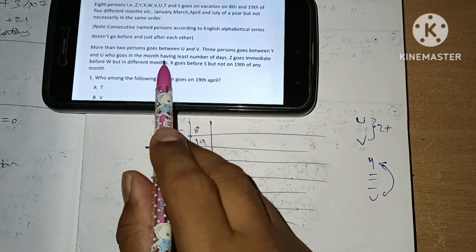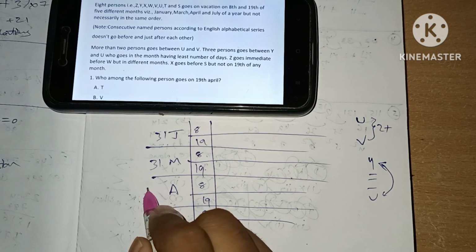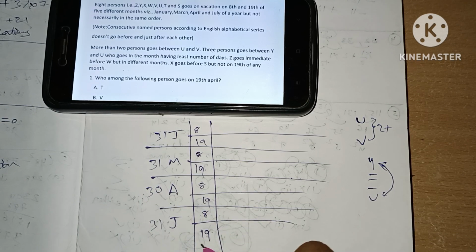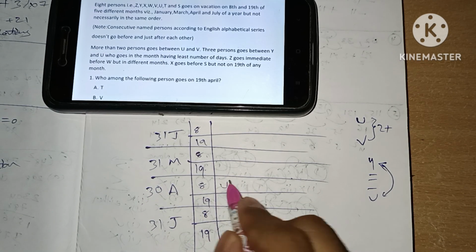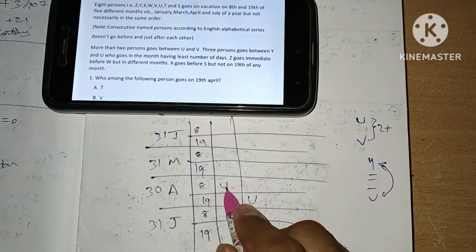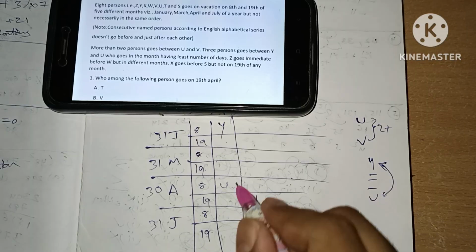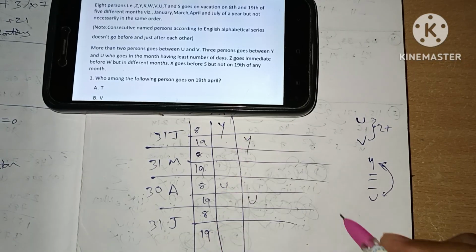U goes in the month having the least number of days. Here we have 31 days, 31 days, 30 days and 31 days. So U must be either here or here, that is the possibility of U. If U is here, 1, 2, 3, this is the place for Y.